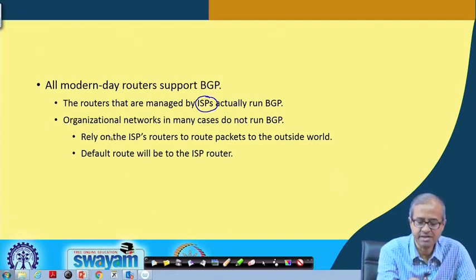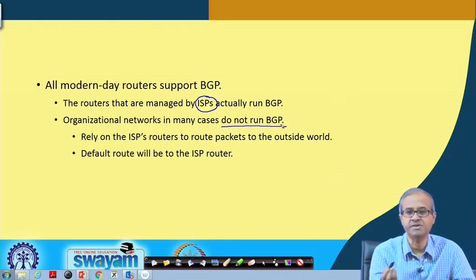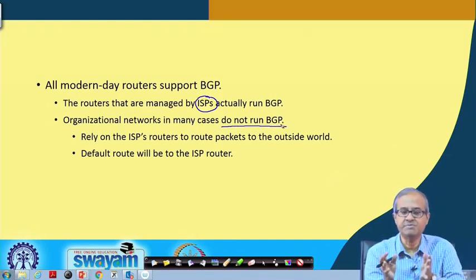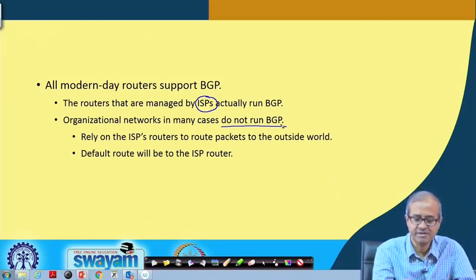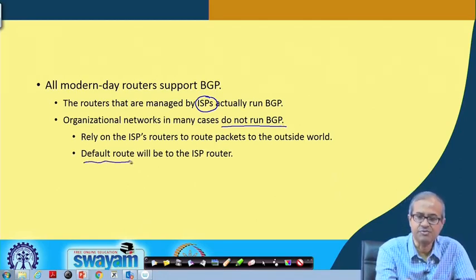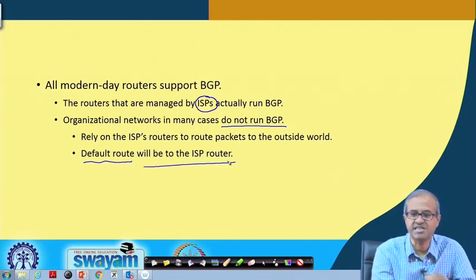This is what I am saying. Organizational networks in many cases do not run BGP, because it may be so that the network administrators there are not competent enough to maintain the routers, to initialize the routers so that they run BGP in the correct way. So, in that case they can rely on the ISP's router. So, the default route for packets will be to the ISP's router.